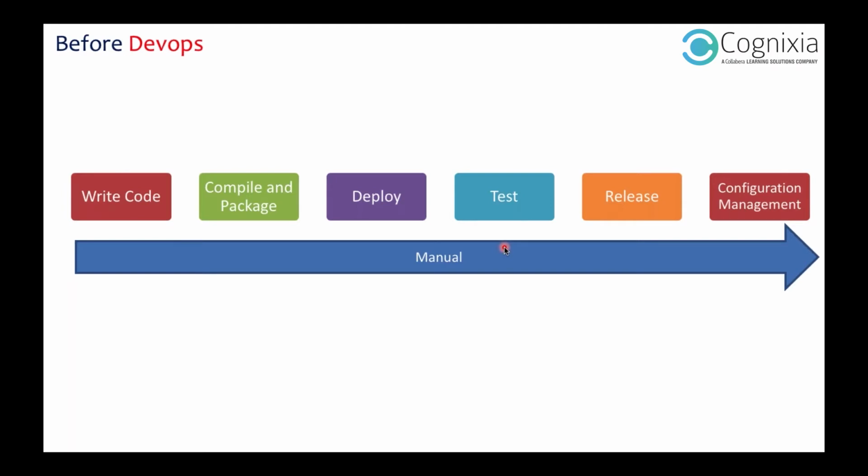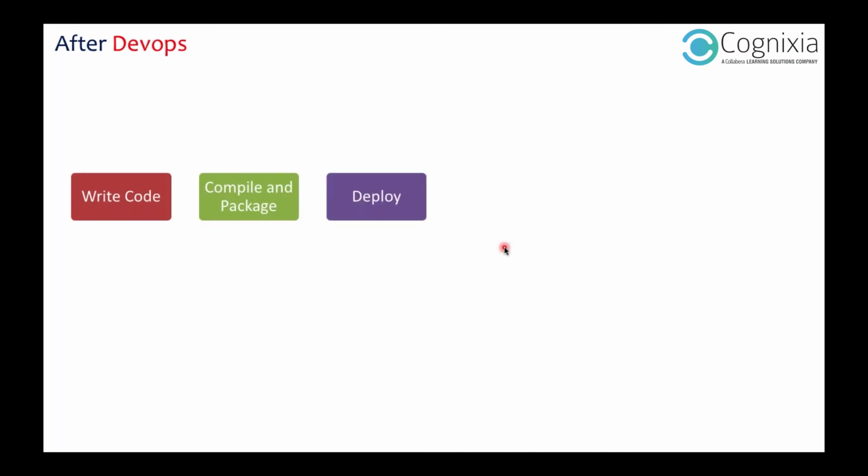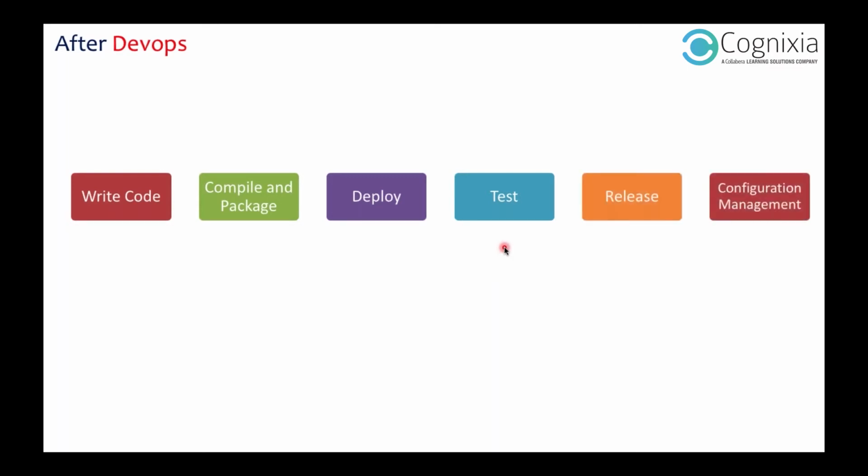And let's see what happens after DevOps. After DevOps, we still have the same phases, nothing different. There's writing code, we have to compile and package the code, deploy it on a machine, and do some tests. If all good, release it and then deploy it in the client location. Now in this, writing code is still manual, as in you can't automate writing code. Again, there are debates.